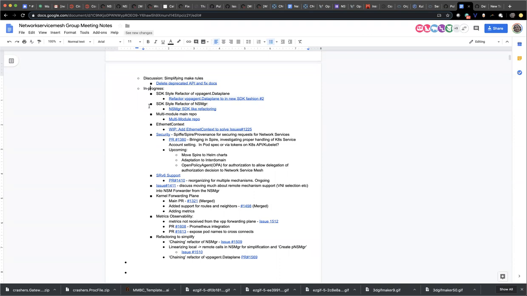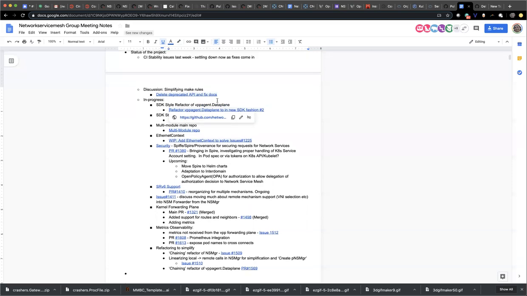So let's jump into simplifying the make rules. So I think we talked about simplifying the make rules when Radislav brought it up. Yeah, before. Yep. Cool. So I don't think there's anything left to say on that then. So just jump straight into in progress.